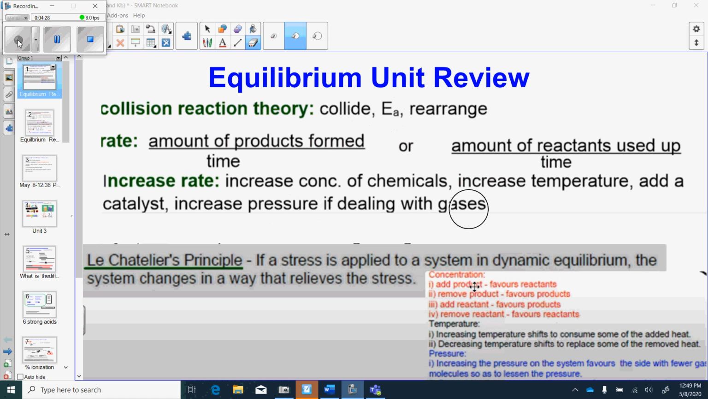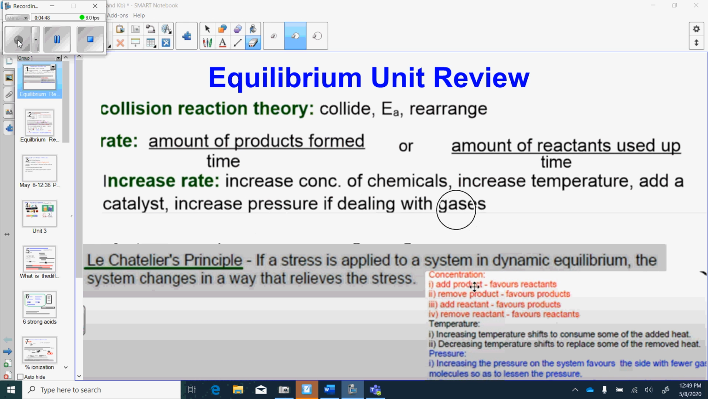If you're dealing with gases, when we talk about solids and liquids, those particles are so close together that changing the pressure does not affect them. But remember, the particles of gases are very, very far apart. There's a lot of empty space. So if we start changing the pressure, we can cause these particles to move further apart or closer together.